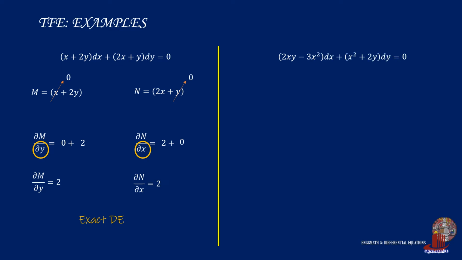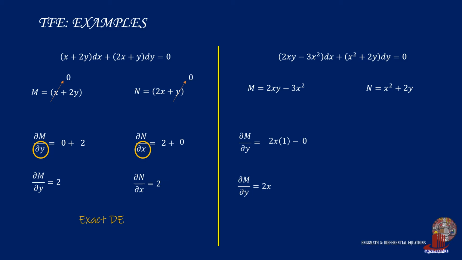Take another example with the differential equation, the quantity of 2xy minus 3x squared times dx plus the quantity of x squared plus 2y times dy is equal to 0. M is taken as 2xy minus 3x squared, and its partial derivative with respect to y is taken as the constant 2x times the derivative of y, which is 1, for the first term, then minus 3x squared, which is considered constant at this moment, so the derivative is taken as 0. So the simplified partial derivative of M with respect to y is just 2x.